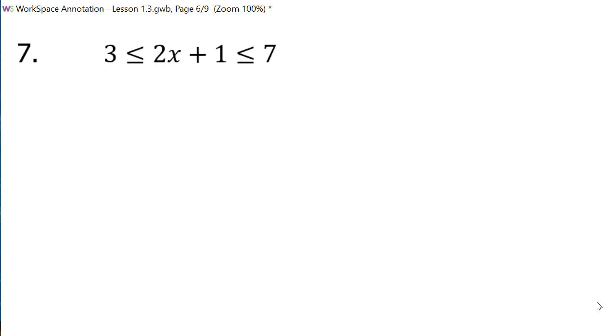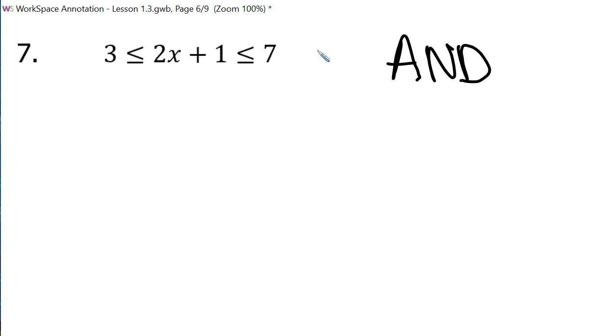Number 7. If you see x sandwiched between two less than symbols, it's automatically an "and" inequality. So you might want to make yourself a note that if you see any type of notation like that, it's understood to be an "and" inequality. Our goal when we solve this is to get the x by itself in the middle. In the middle, we have a 2 that needs to go, and a 1 that needs to go. So the first step would be to get rid of the plus 1.